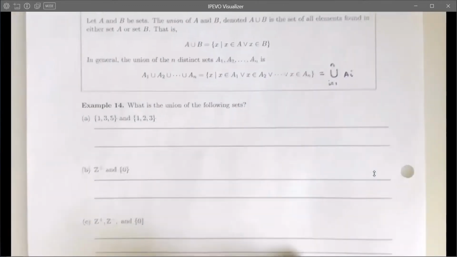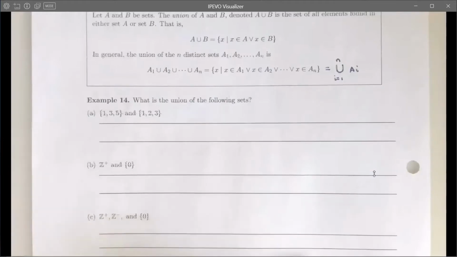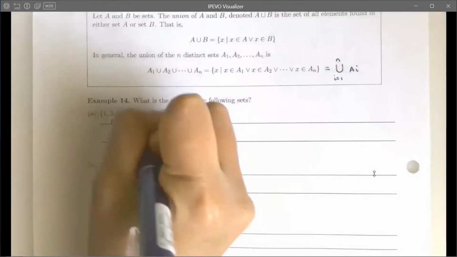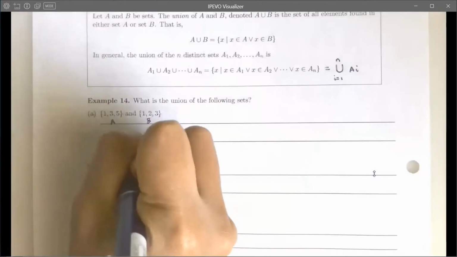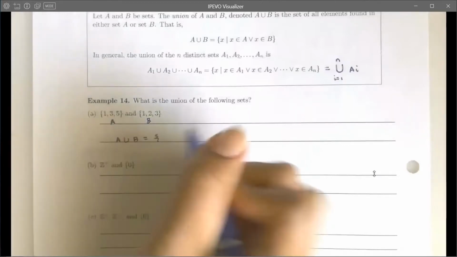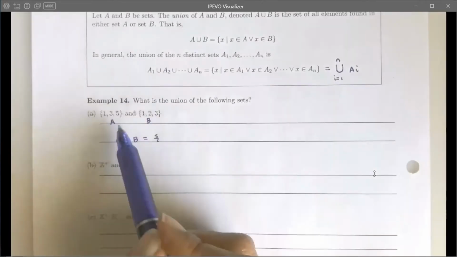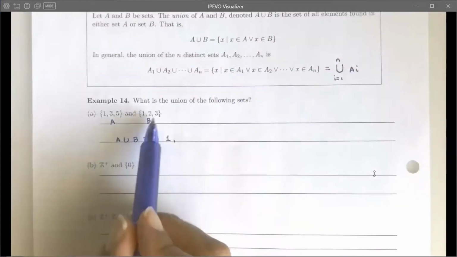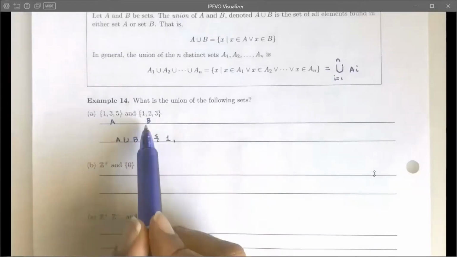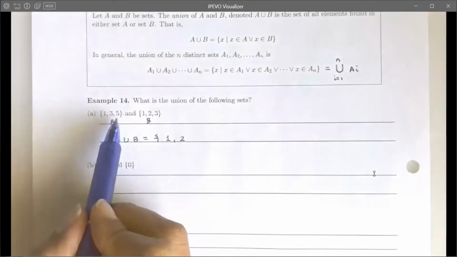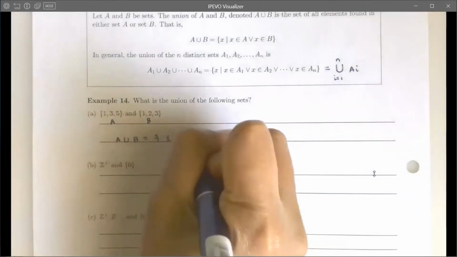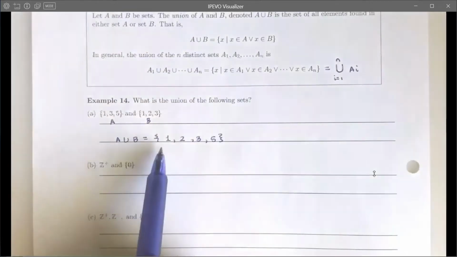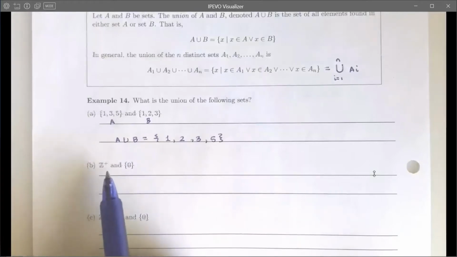Right, so for example 14, they're asking us what is the union of the following sets? They don't actually label these, but I'm going to go ahead and call them A and B. So if we have A union B, we're looking at the set of all elements such that they are present in at least one of them. And so, for instance, we have element 1 is present in both. Element 2 would be part of the union because it's present in B. Element 3 would be part of the union. Element 5, and that is it, right? Because all of these are present in at least one of the sets.